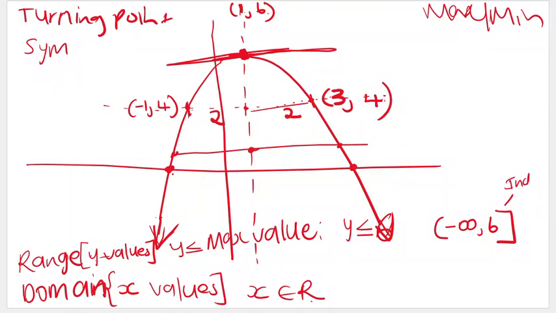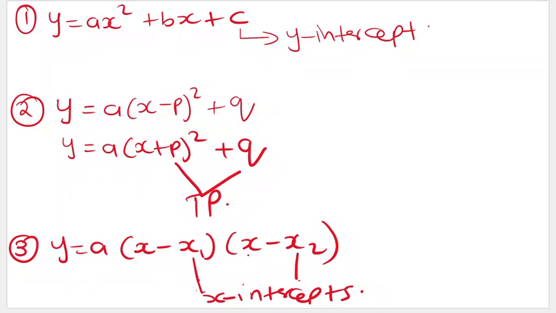So x1 will be, let's say this is negative 2, negative 2 will be x1, and if this is at 5, 5 will be x2. This is what we mean when we say x1 and x2 represent the x-intercepts. So these are the x values of the intercepts.